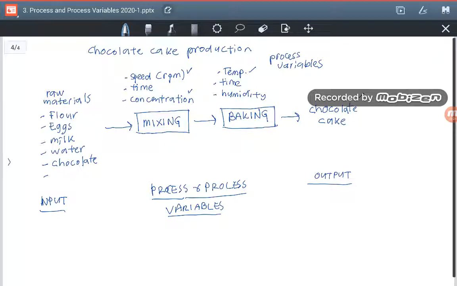So all of this requires some more details, and that's what we are going to learn later in this course about the process variables, including some of the selected process variables such as the temperature, pressure, specific gravity, concentration and so on. So I really hope that you at least got some idea about the process and process variables by imagining the chocolate cake production.